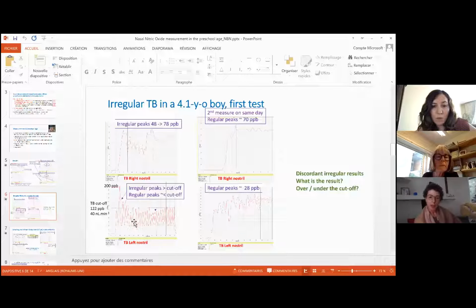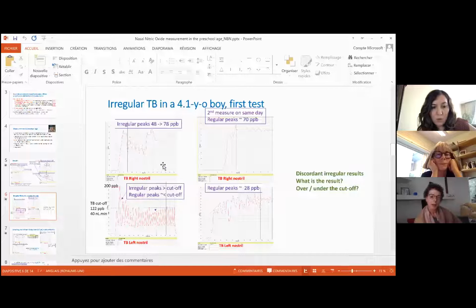because this is not the flow, this is NO. So it means that the child breathes regularly, but the NO result is not regular. It's high here, then it decreases, then it decreases, and I put here the threshold, so it's higher, lower, and just at the cutoff. So what do you do in this case?